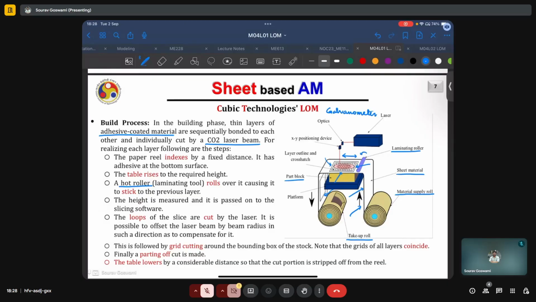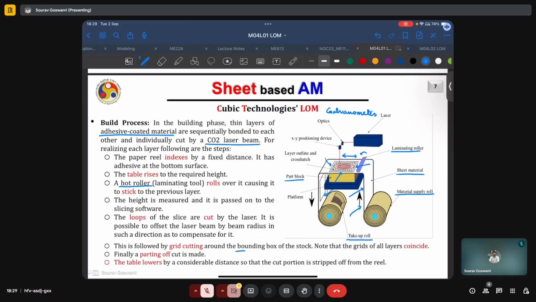The height which is thus achieved is measured and passed on to the slicing software in case any adjustments have to be made. The loops of the slice are cut by the laser. It is possible to offset the laser beam by the beam radius in such a direction as to compensate for it, which is the point that we have already discussed. This is followed by grid cutting around the bounding box.